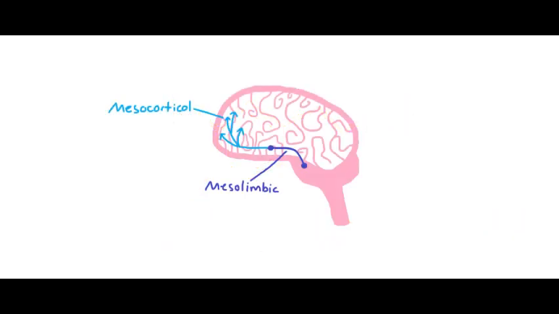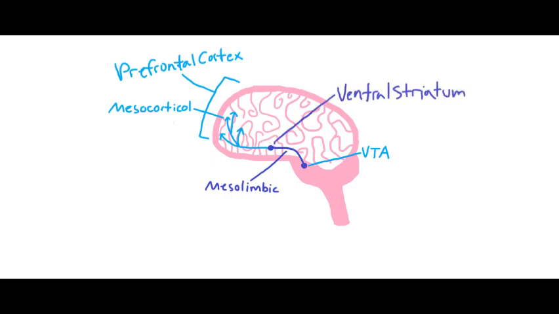The mesocortical connects an area called the ventral tegmental area, or VTA, that takes part in the reward system of the brain, to the prefrontal cortex. The prefrontal cortex is responsible for abstract thinking, problem solving, and more. The mesolimbic pathway extends from the VTA to the ventral striatum. In schizophrenia, there's more dopamine than normal in the mesolimbic pathway, while in the mesocortical, there is less than normal.